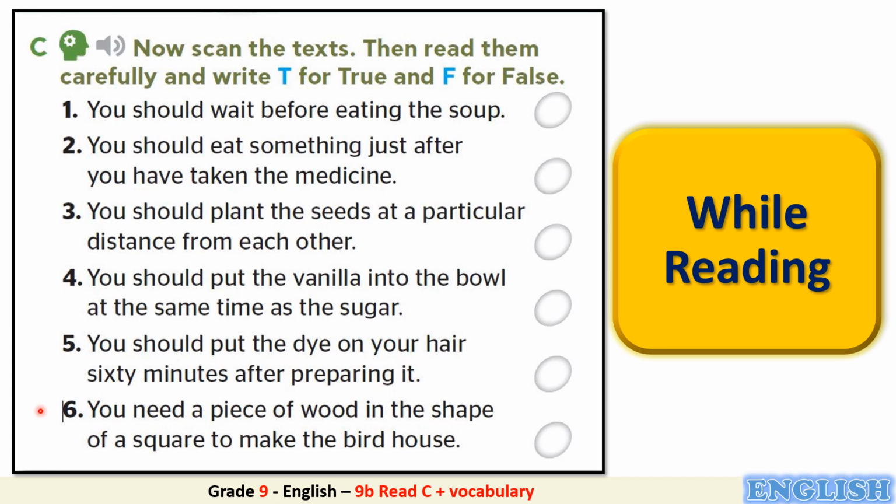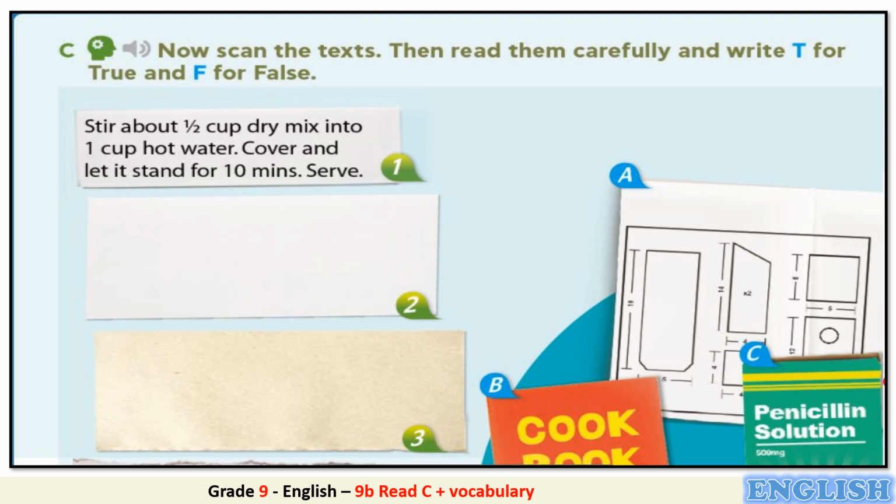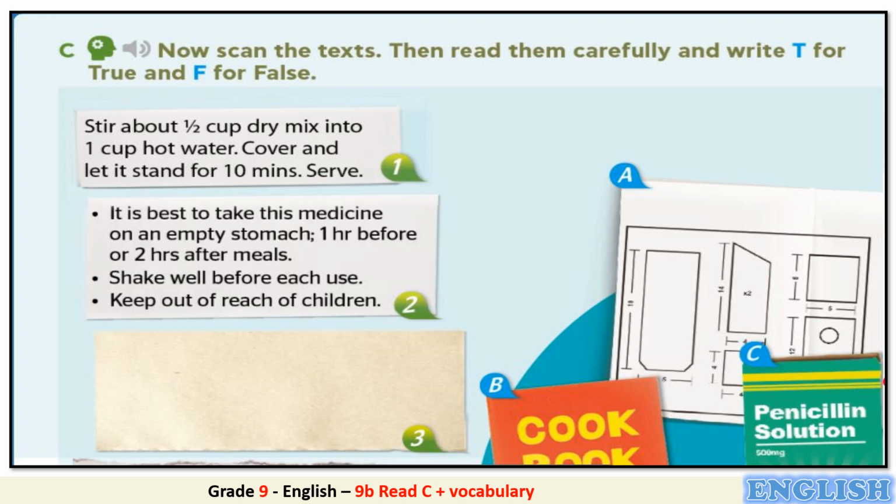Now, let's read the text together in order to answer the question. 9B. 1. Read. 1. Stir about half a cup of dry mix into 1 cup of hot water. Cover and let it stand for 10 minutes. Serve. 2. It is best to take this medicine on an empty stomach, 1 hour before or 2 hours after meals. Shake well before each use. Keep out of reach of children.